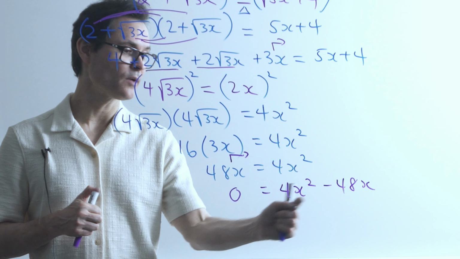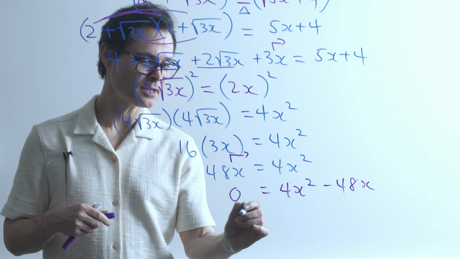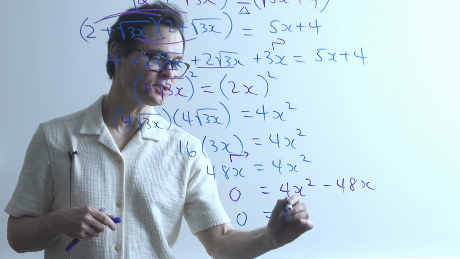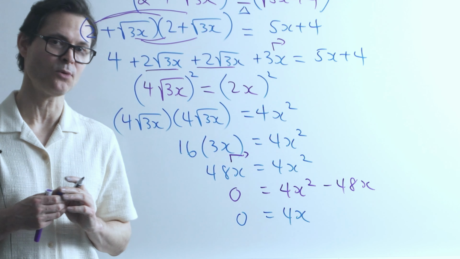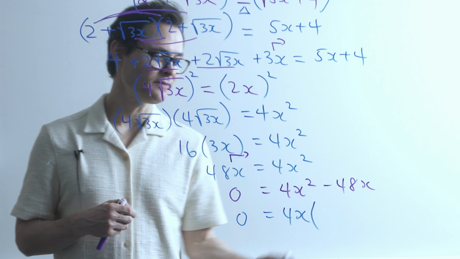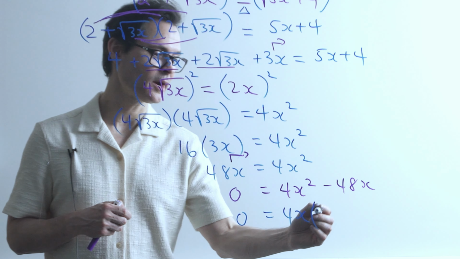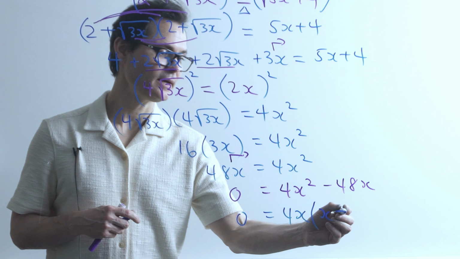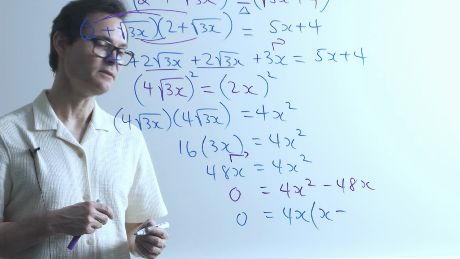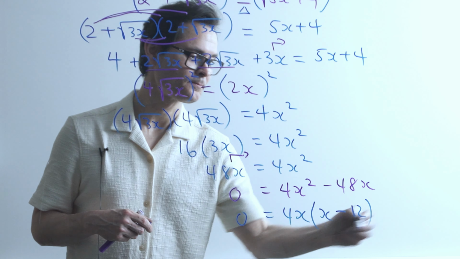So I'm going to take out a greatest common factor here. That's going to give me 0 equals the GCF, the greatest common factor is 4x. And I'm going to divide it out. So 4x squared divided by 4x is x, minus 48x divided by 4x is 12.